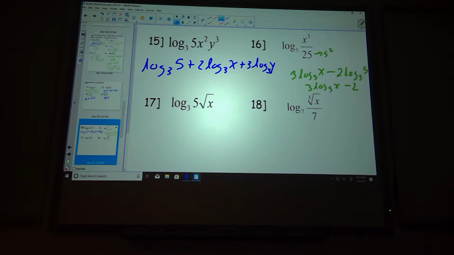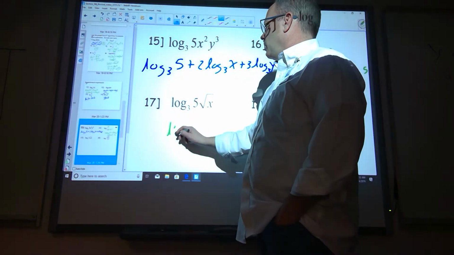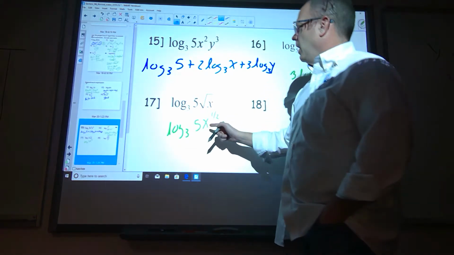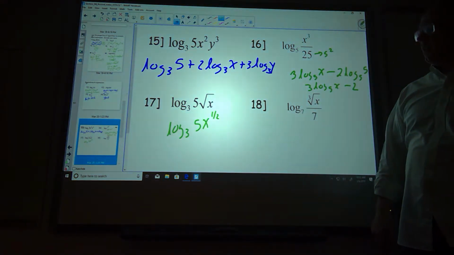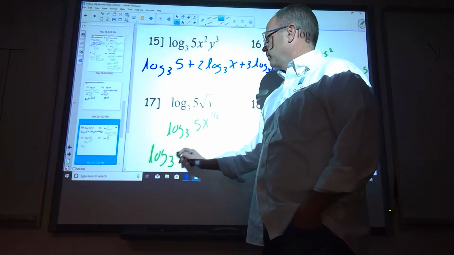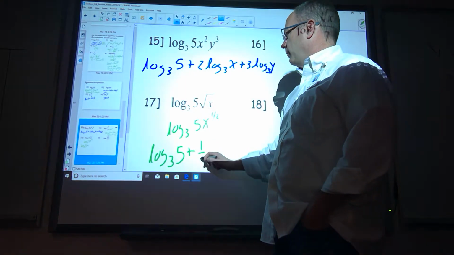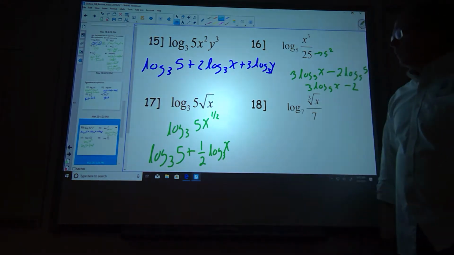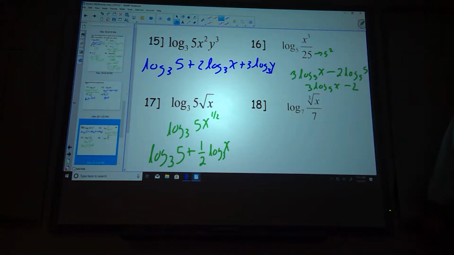How do I make a radical into an exponent? If it's a square root, it's raised to the what power? Fraction. It's a fraction. So you have to recognize that the x is the only thing raised to the 1/2. Then if I expand it, these are being multiplied. The 1/2 can come down front. Log base 3 of 5 plus 1/2 log base 3 of x.